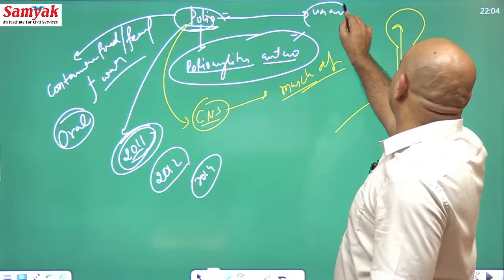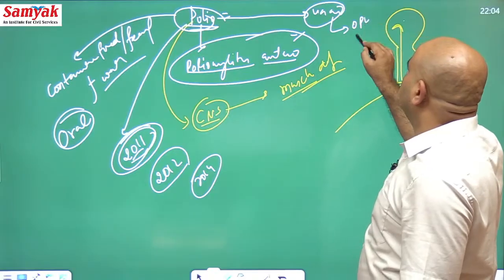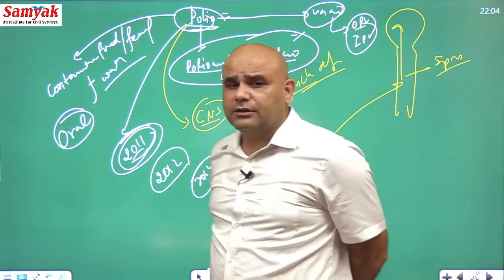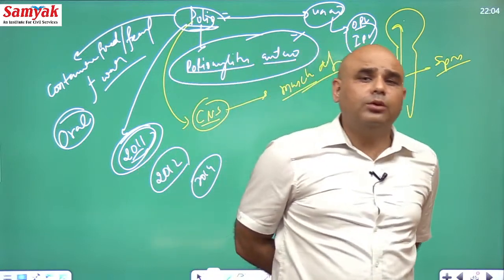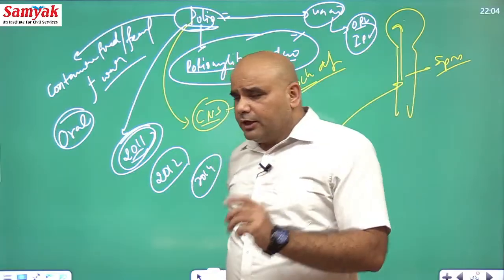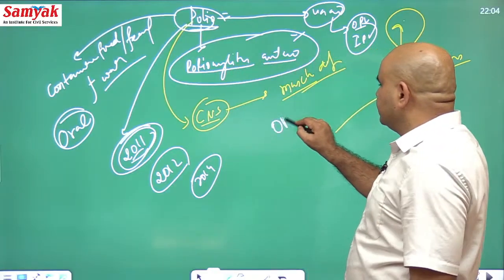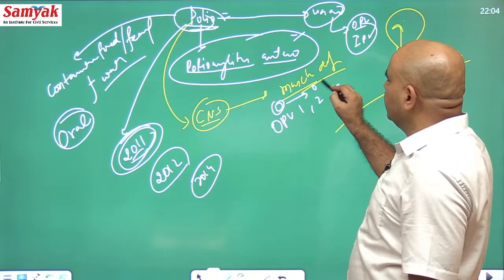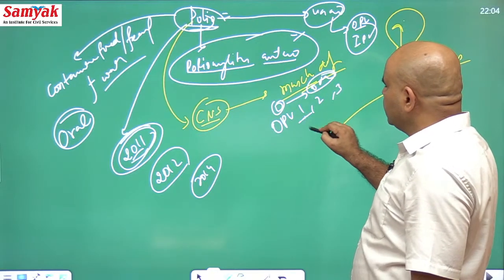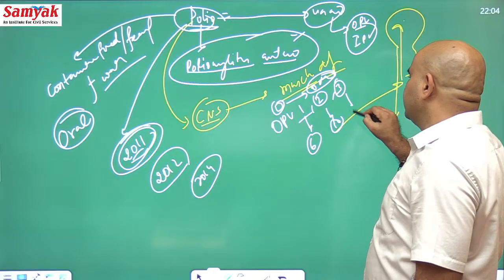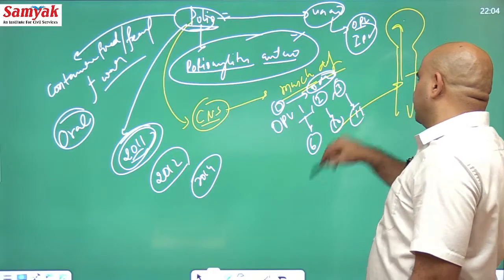Now you have to remember one more thing, polio vaccines. They can ask you, polio vaccines are of two types, OPV and IPV. OPV means oral polio vaccine, the vaccine which is given by oral route. OPV 0, OPV 1, OPV 2, OPV 3. OPV 0 is given when the kid is 0 days old, OPV 1 at 6 weeks, OPV 2 at 10 weeks, and the third at 14 weeks.